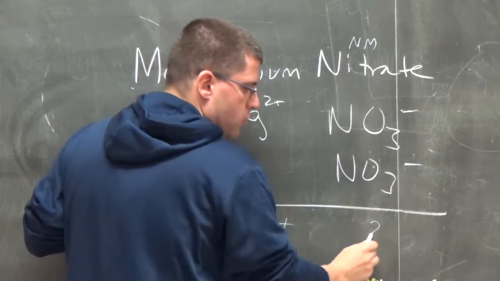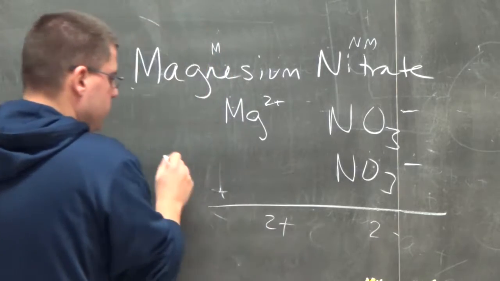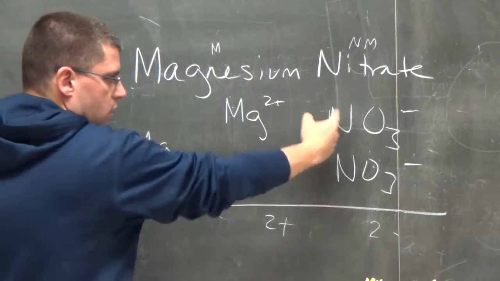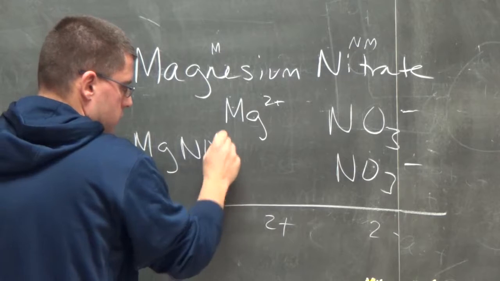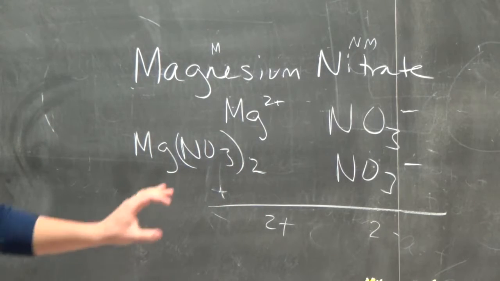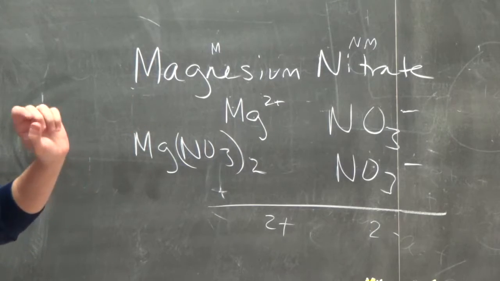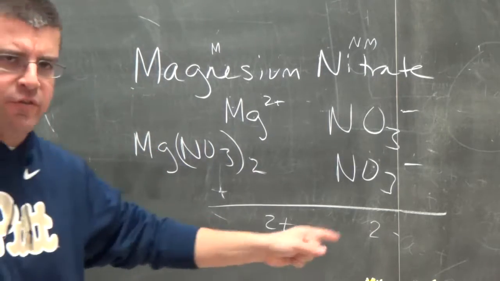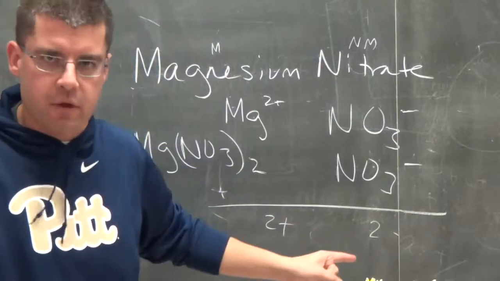So I have a 2 negative here. So how many nitrates do I have? 1, 2 of these. Just like that. Look how easy that is. Okay? That's what you're going to do. Easily. You're going to name acids, bases, everything.